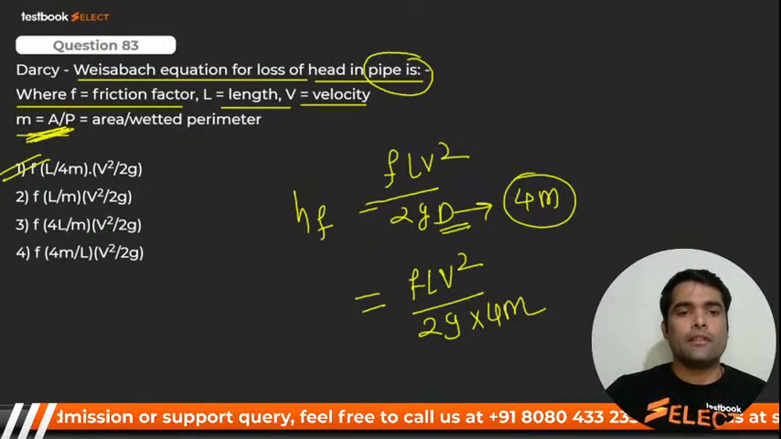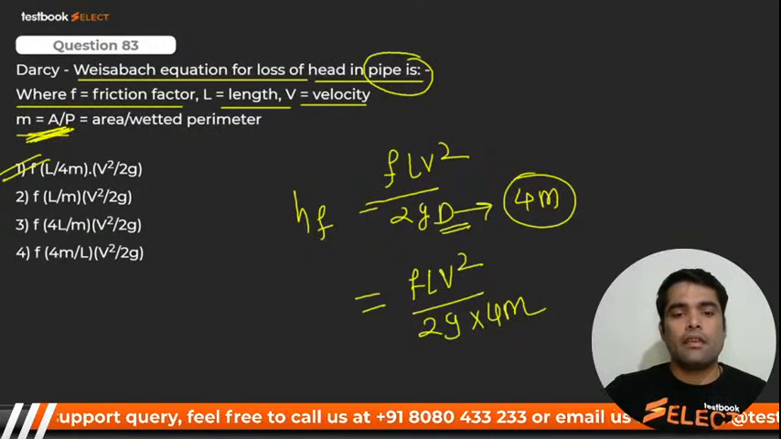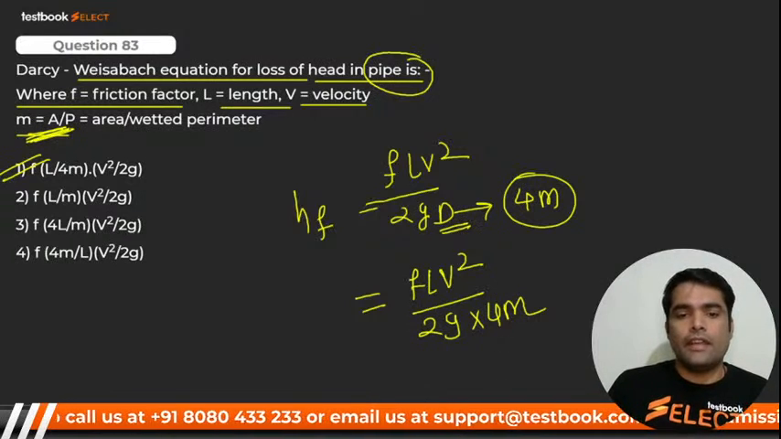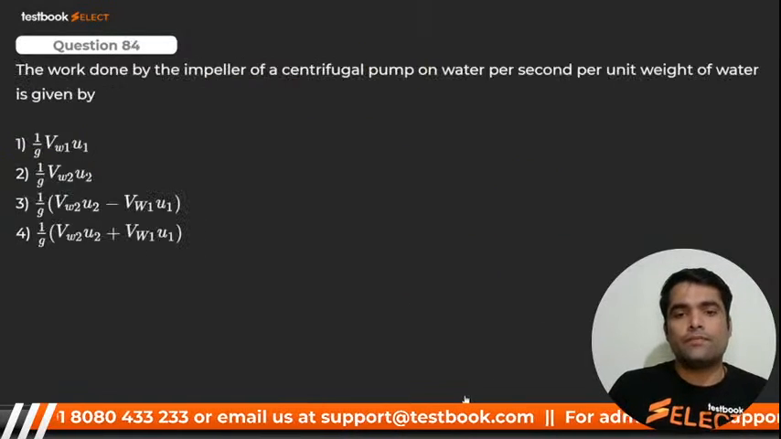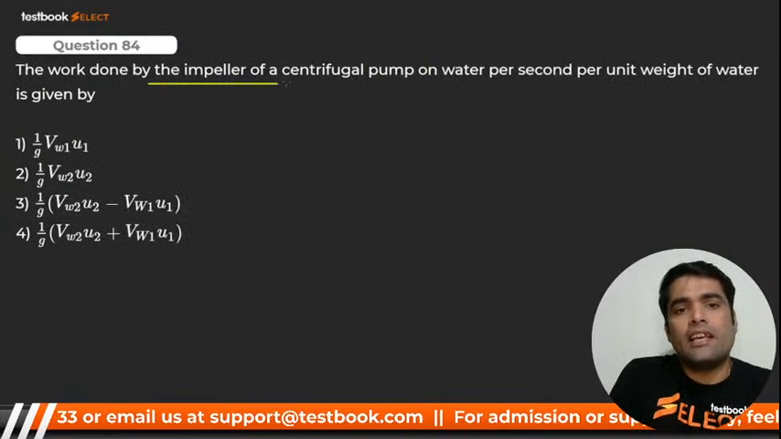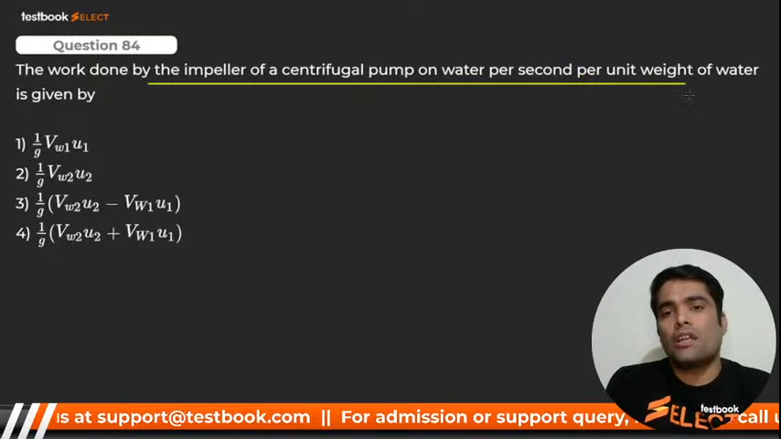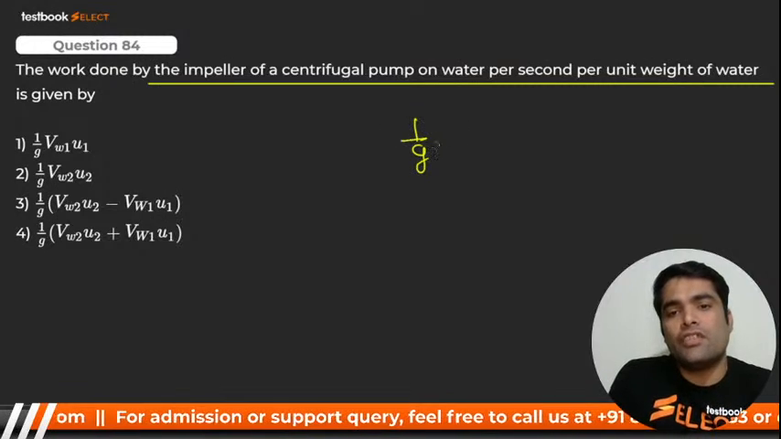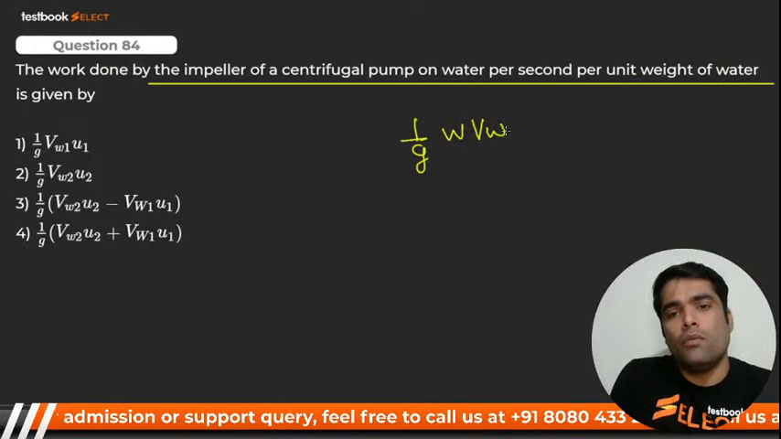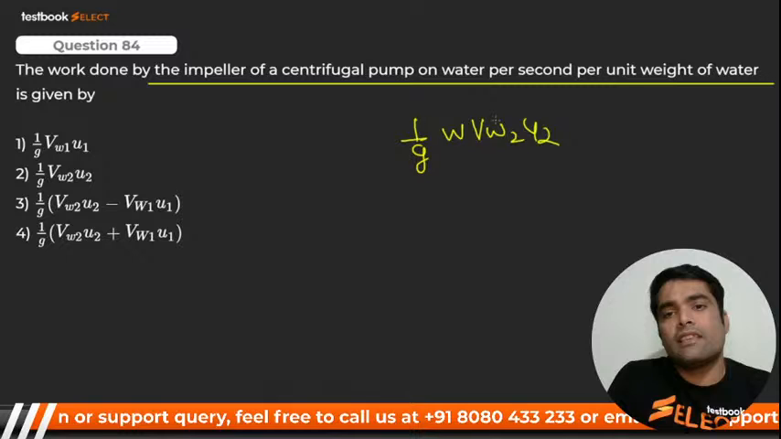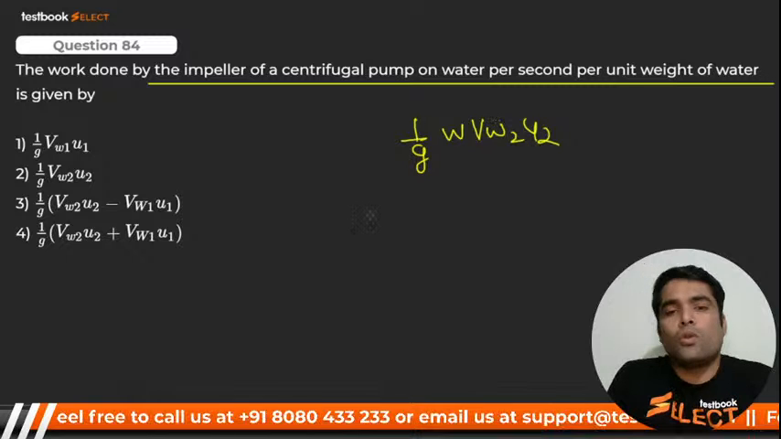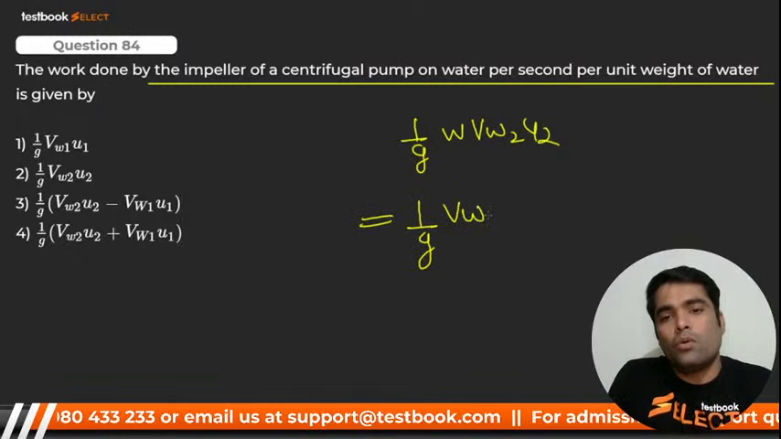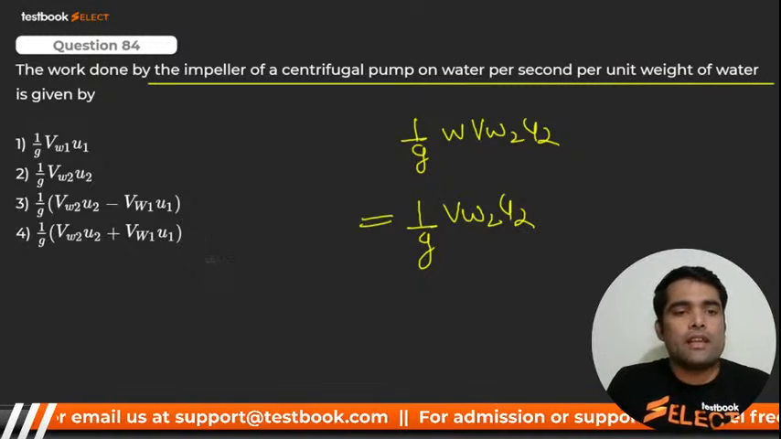Here we go for the next, my dear. Question 83. The work done by the impeller of a centrifugal pump on water per second per unit weight. We have already done this, and that is 1 by G into W into W2 U2. It is per second only, it's not per unit weight. So if you want per unit weight, my dear, then you have to divide by W. So you'll get V W2 U2, right? So it is none other than number 2.